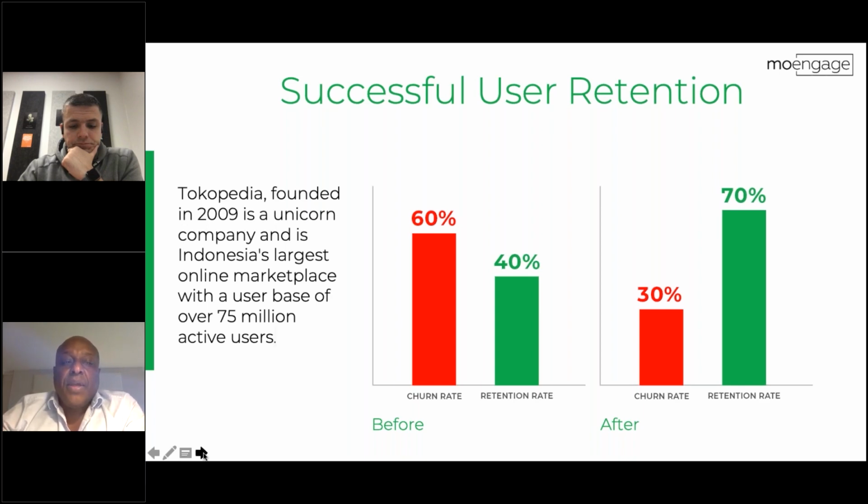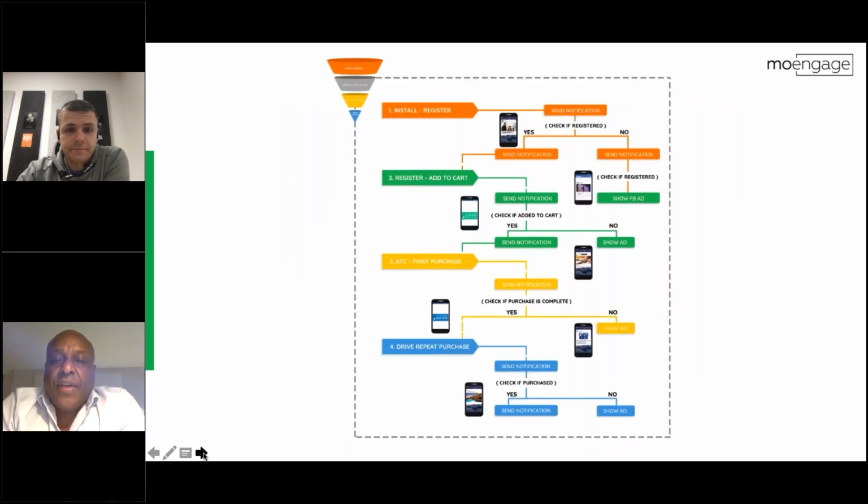And as you can see, 75 million active users is a big number. When you've got a 6% churn rate, that is an issue. Halving it and nearly doubling the retention has transformed Tokopedia's business. Now, here's the way that they did it.